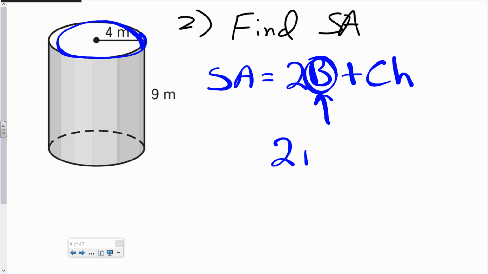Pi r squared. We did this last week, and some of you still haven't finished assignment 41. There's circles that you got to find areas of. Come on. You got to get 41 done today.